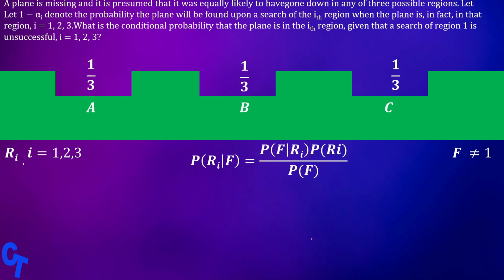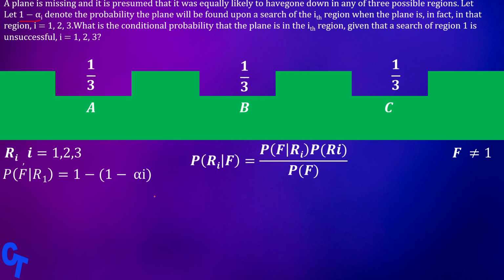If you look at our question, we're told to let 1 minus alpha i denote the probability that the plane will be found upon a search in the ith region when the plane is in fact in that region. So what is the probability of not finding the plane in that region when the plane is in that region? That is going to be 1 minus the probability of finding it, so 1 minus (1 minus alpha i). And remember, i is 1, because our plane is in region 1 and I want to find the probability of not finding the plane in region 1. So that means we replace i with 1.